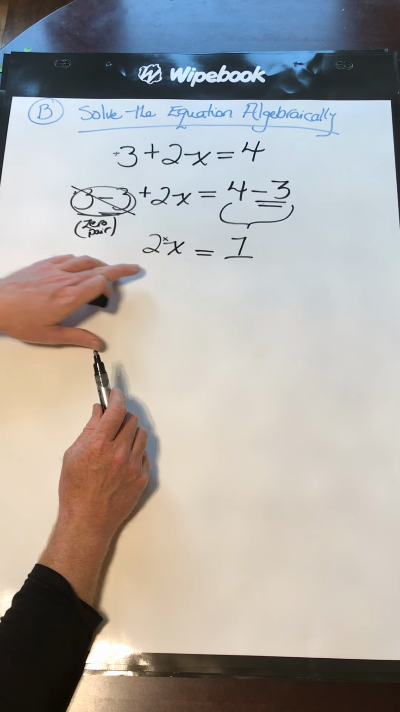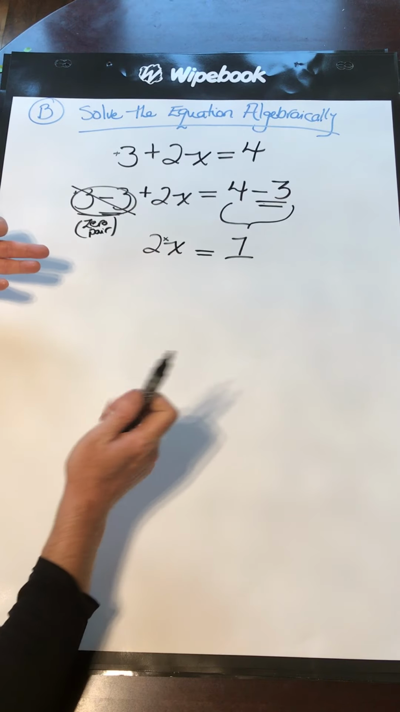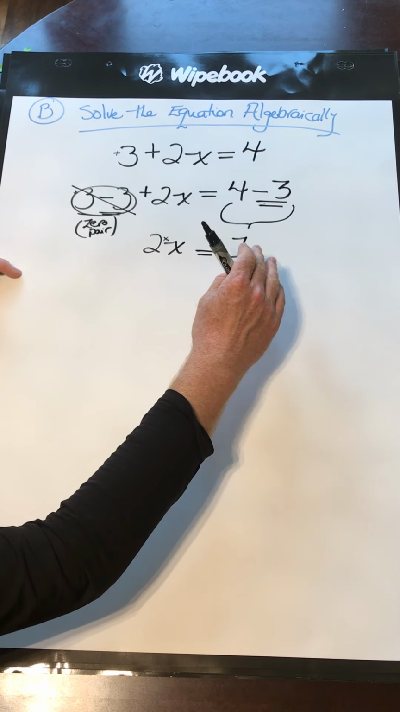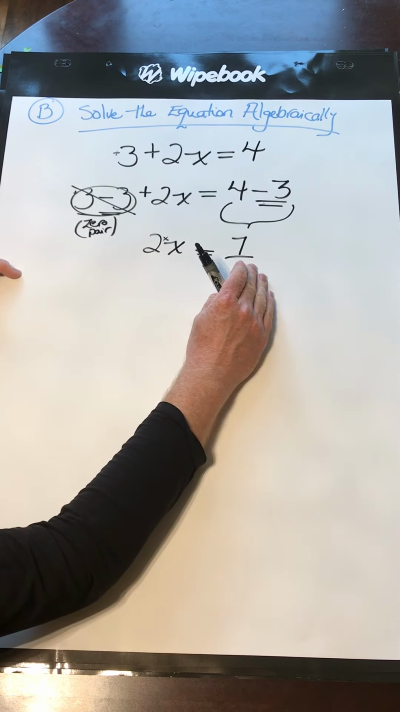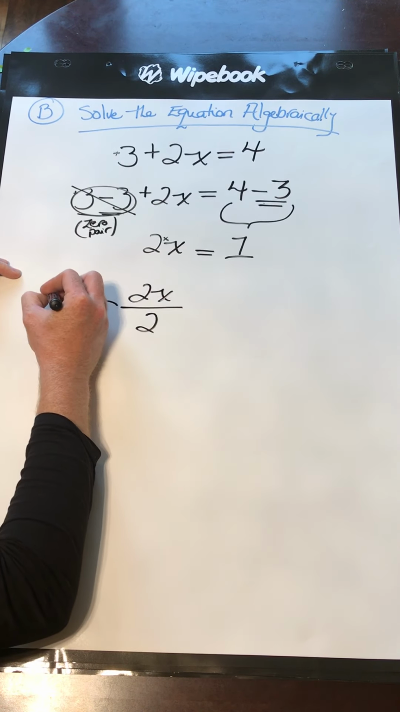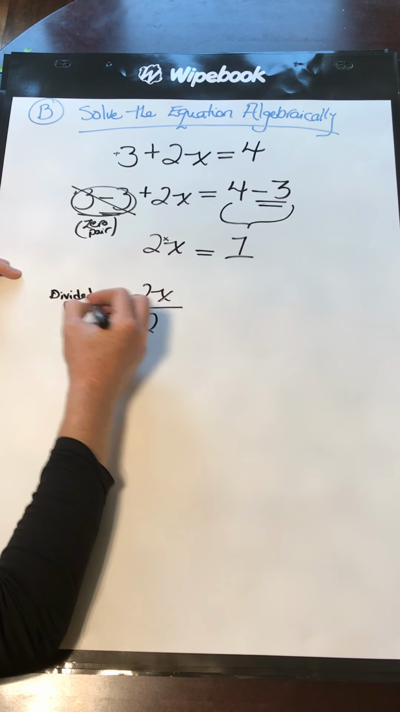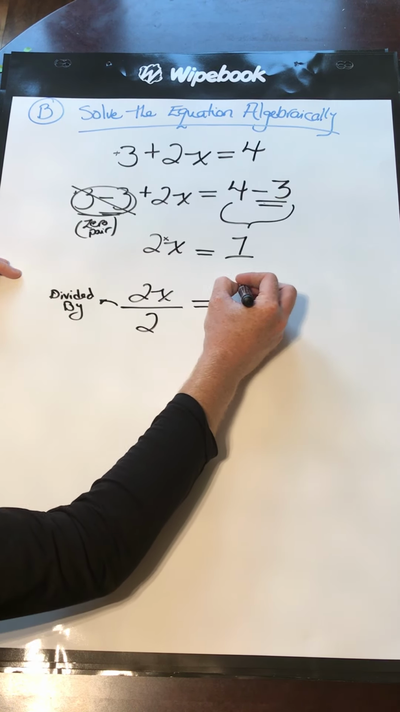So we are going to divide 2x on the left side by 2. But remember, in order to keep things balanced, we also have to divide the right side by 2. So we must divide 1 by 2. So I'm going to go ahead and do that. So I have 2x, and I'm going to divide it by 2. Remember, this line here means divided by. And I'm going to do the same on the right side.